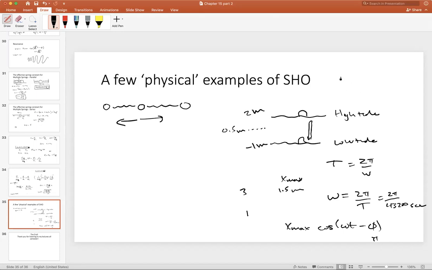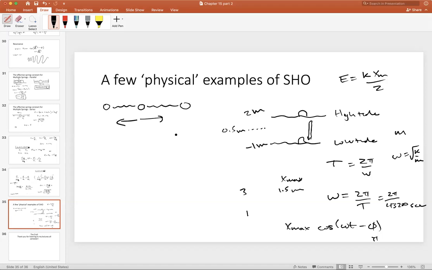We could figure out its energy from K times X max squared over 2. We could figure out omega if I gave you the mass was 10 kilograms or something. Knowing omega, you could find K, because this is K over M. Those types of problems, pretty easy, right? They're not hard mathematically. You've just got to know what your variables are and how to find them if you don't know them.